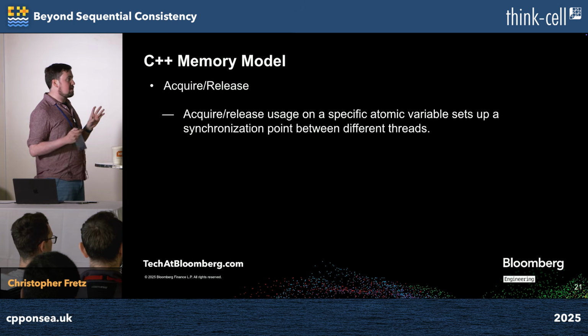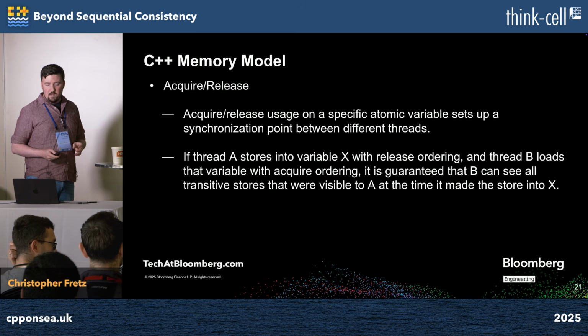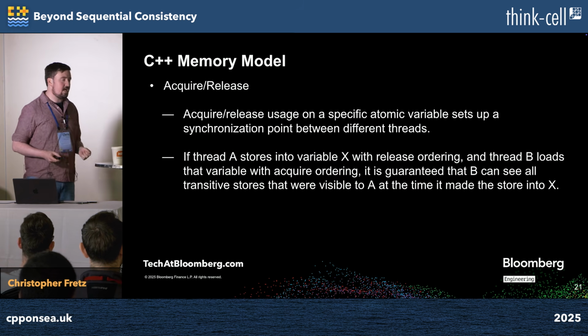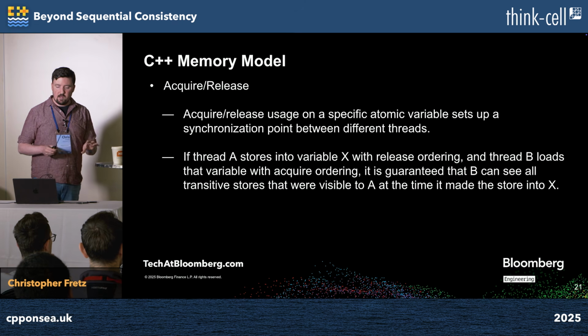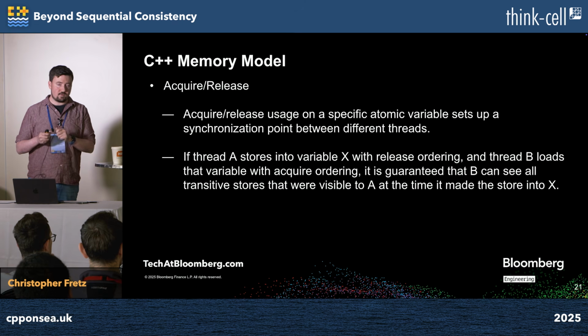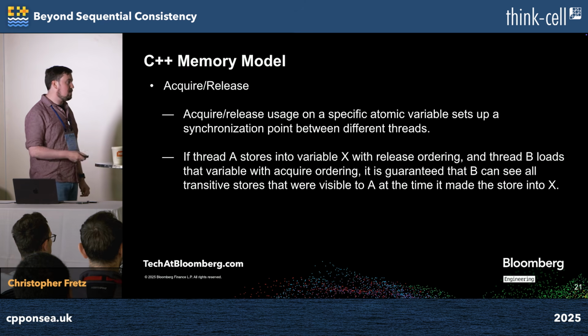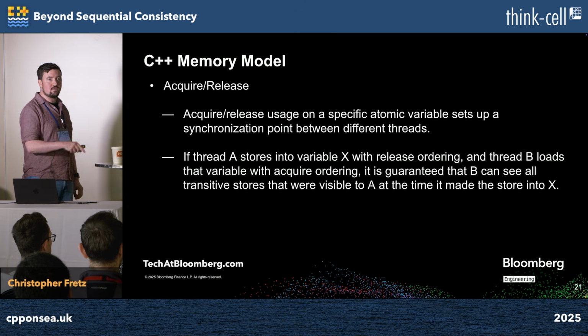Acquire release usage on a specific atomic variable sets up a synchronization point between threads. This is a lot of text, but I think this actually does a really good job of stating what acquire release accomplishes. So if thread A stores into variable X with release ordering, and thread B loads from that variable with acquire ordering, it is guaranteed that B can see all of the transitive stores that were visible to A at the time it made the store into X.